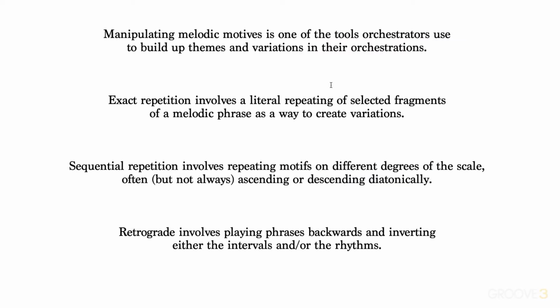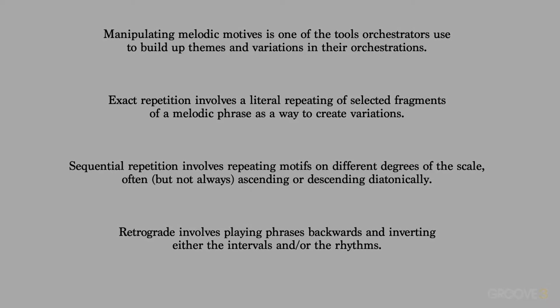So manipulating melodic motifs is one of the tools that we use to build up themes and variations. We can use exact repetition, which involves literal repeating of parts of the phrase. And then we can use sequential repetition, which involves repeating the motifs on different degrees of the scale, often but not always ascending or descending diatonically. And then retrograde involves playing phrases backwards and inverting either the intervals or the rhythms or both. And we'll look at more of these techniques in the next video.